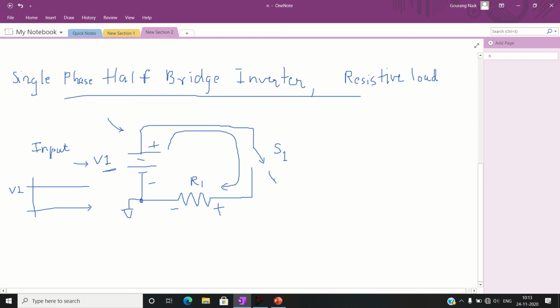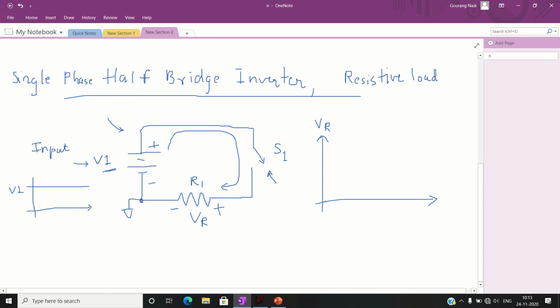If my switch S1 is open, then there is no current, and then there will be no voltage across my resistance, because there is no current. So on the output side, output side means the voltage across the resistance, you can say VR. Here VR is the voltage across this resistance.